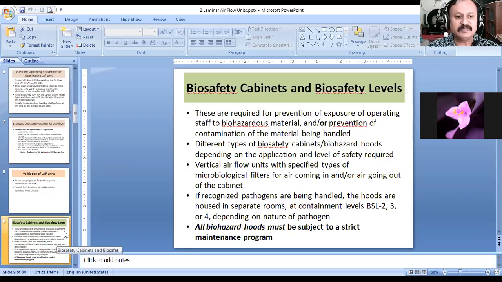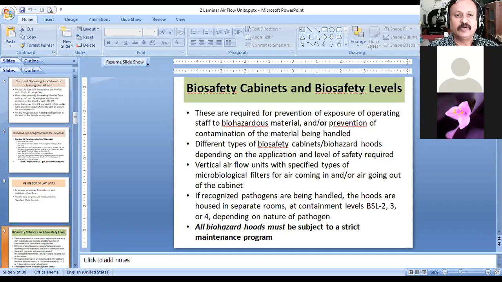Can you see that screen, biosafety cabinets and biosafety levels? Yes, sir.